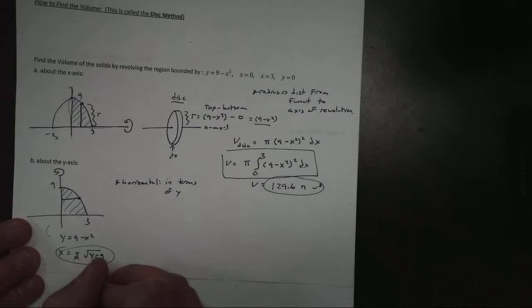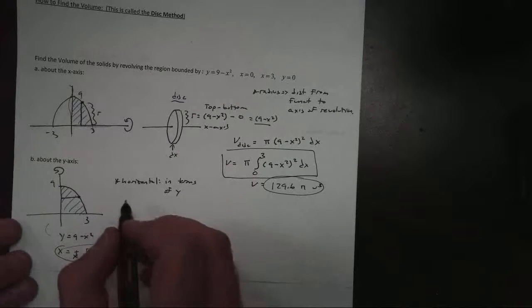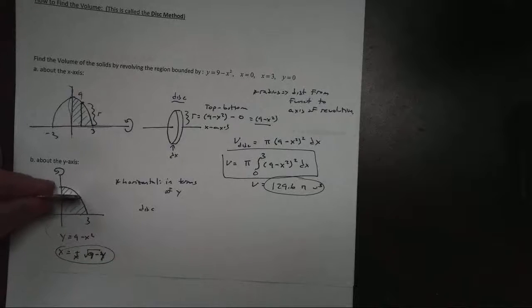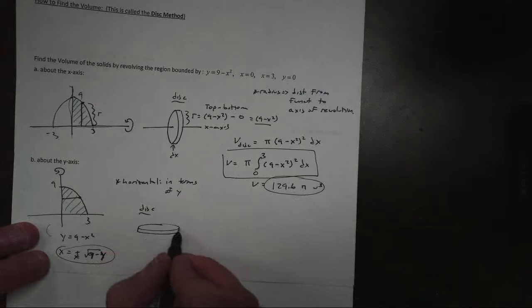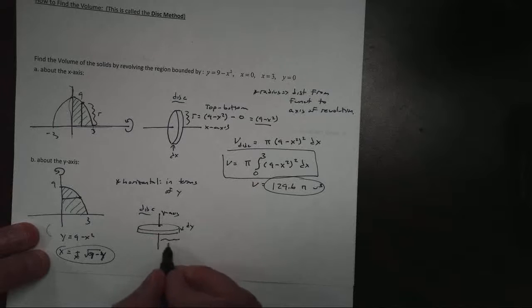Sorry, it should be 9 minus y. There we go. Oops, algebra error there. It should be 9 minus y. So when I draw my disk, because now when I revolve it, my disk is going to be horizontal. So I draw my disk like so. dy thickness. There's my y-axis. And there's my radius.